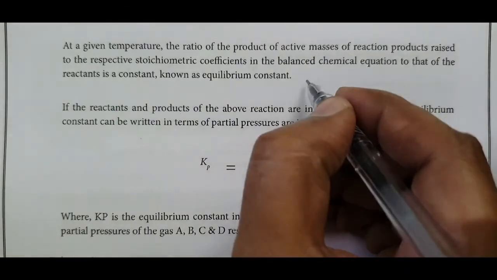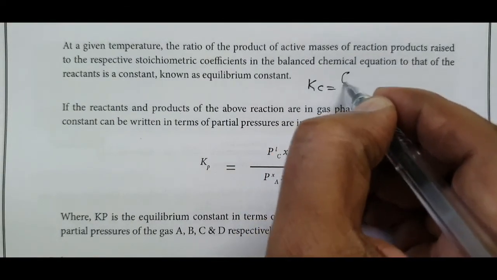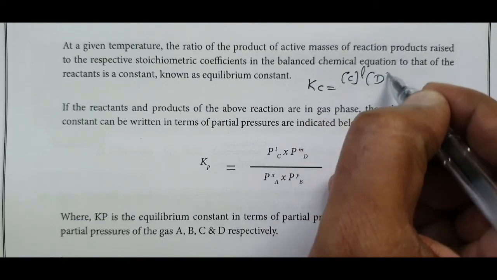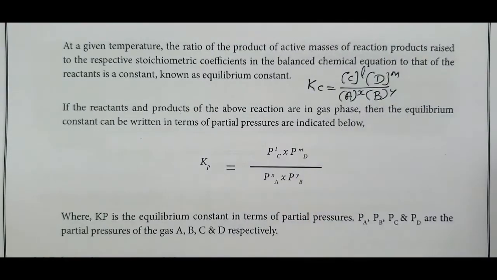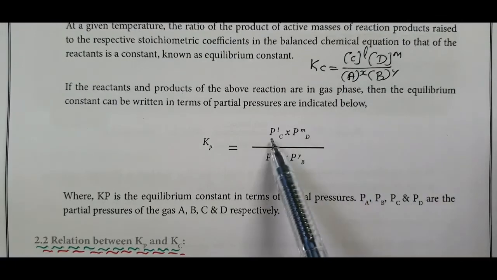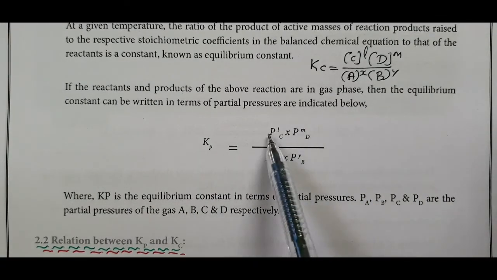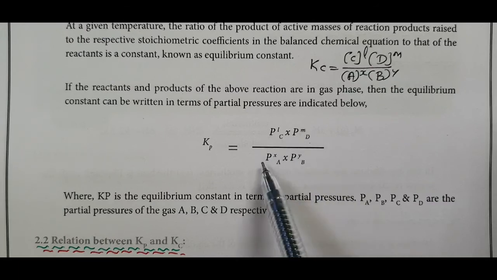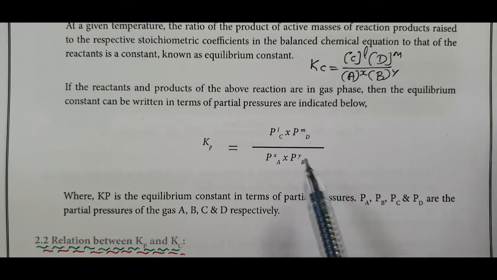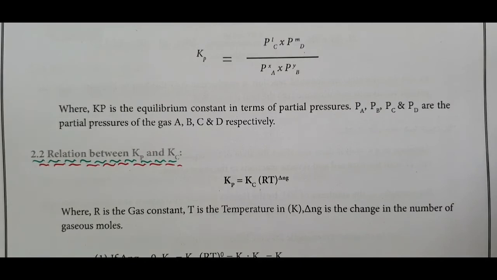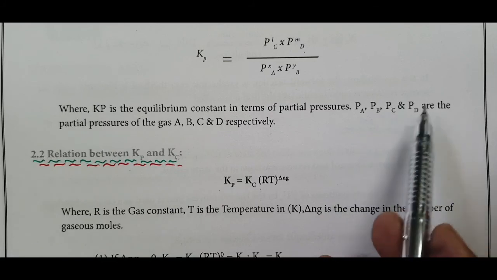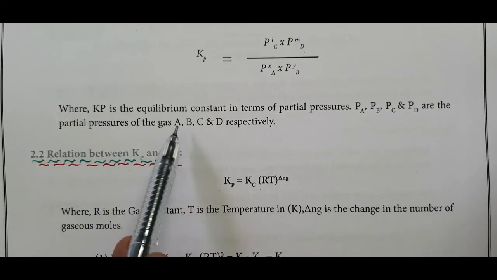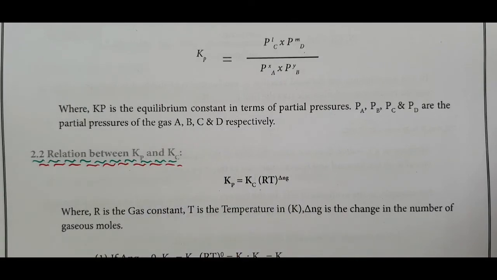Kp. That means Kc, we know, is the concentration of C power L and concentration of D power M divided by the concentration of A power X and B power Y. If the concentration terms are replaced by partial pressures, Kp equals P of C power L, P of D power M divided by P of A power X and P of B power Y. There should not be any square brackets in this Kp, where Kp is the equilibrium constant in terms of partial pressure, and Pa, Pb, Pc and Pd are the partial pressures of A, B, C and D respectively.